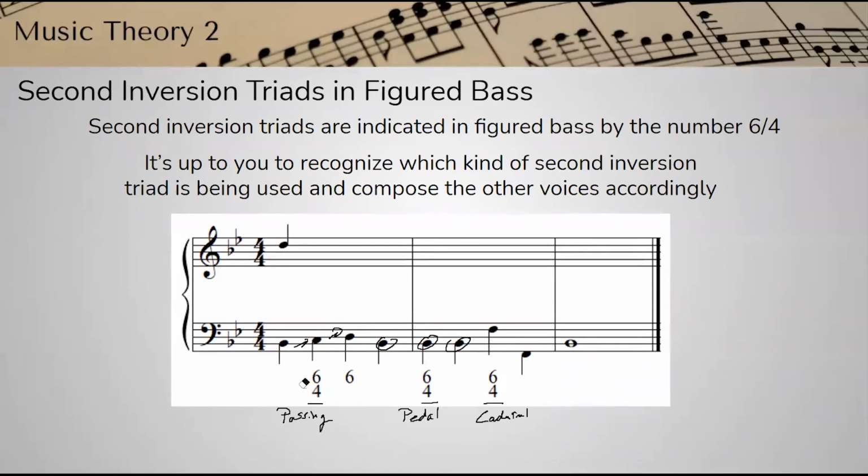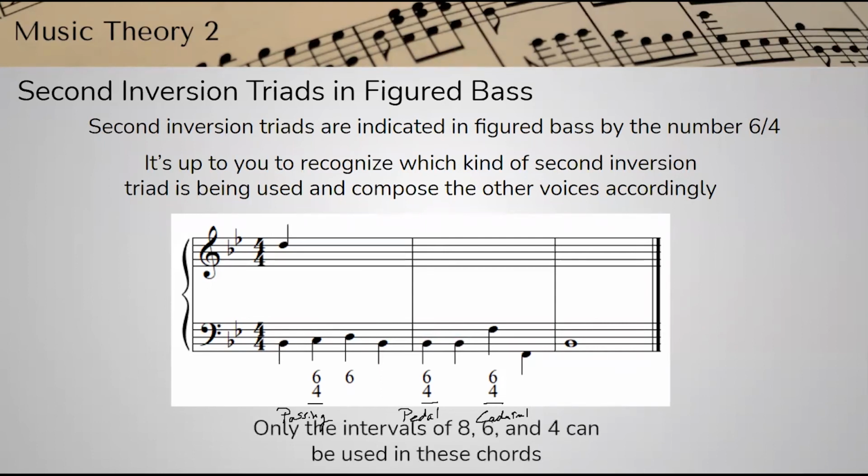So when you're asked to identify what they are, you can really do that before you even write any notes above this, right? Okay. And then a reminder of what the figured bass means specifically, which is that only the intervals of an octave, a sixth, and a 4 can be used in these chords, right? So just a refresher, when there are no numbers, we can use octave, fifth, and third. When there's a 6, we can use octave, 6, and third. And when there's a 6/4 chord, we can use octave, 6, and 4. Okay? All right.